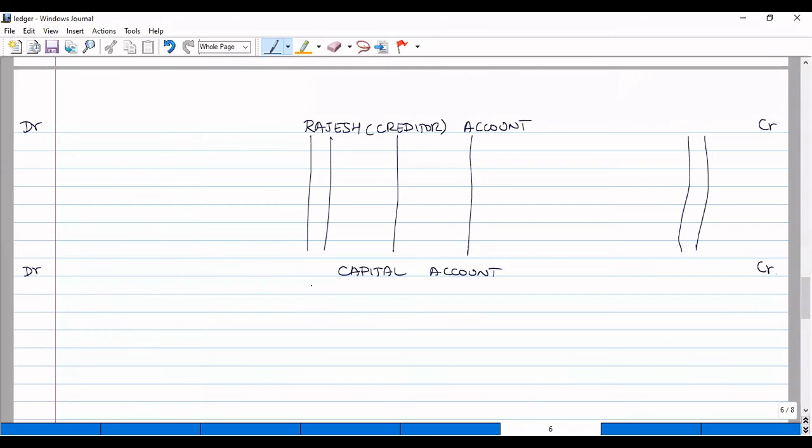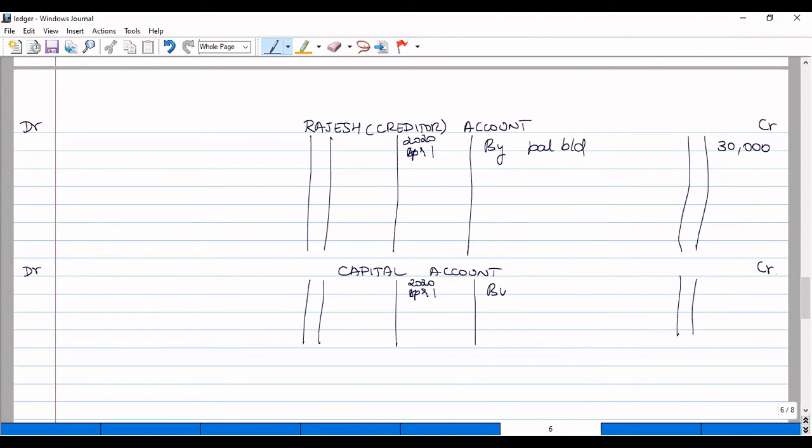For capital account, we have only one entry. We do not have any additional capital introduced. Okay. So this much space is enough, right? Now we'll pass the entry for Rajesh account. On 2020, April 1, we have credited Rajesh account, right? So by balance brought down, opening balance is 30,000 rupees. Next, in capital account also, on April 1st, we have an opening balance of rupees 1,60,000.